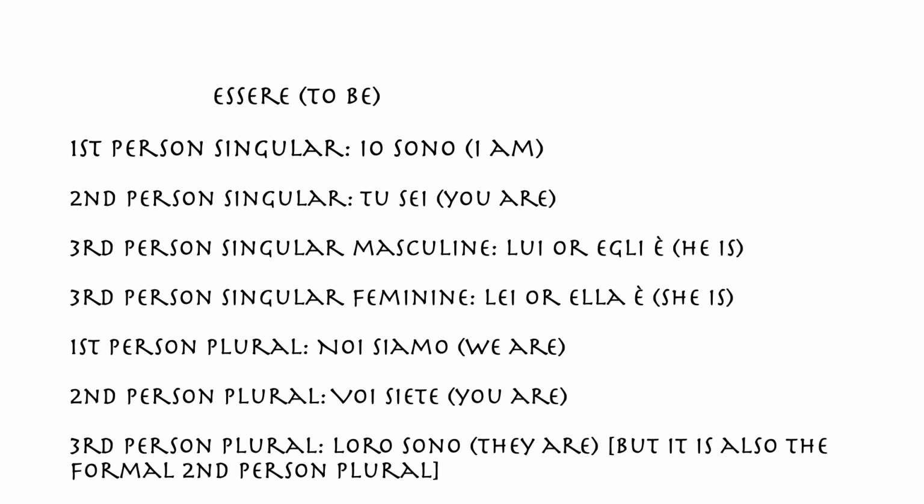The third person singular masculine is lui or egli è. Lui is much more used than egli. Egli is pretty rare nowadays. The third person singular feminine is lei or ella è, which is the equivalent of she is. Ella is not used that much nowadays.